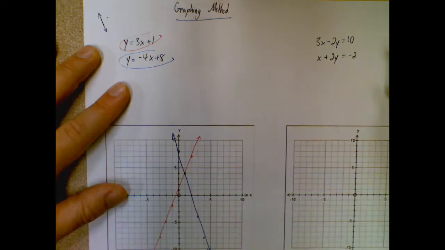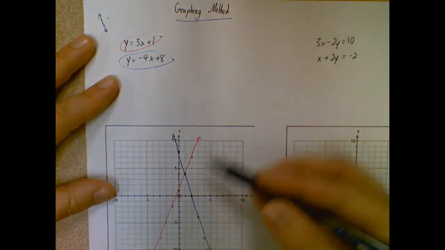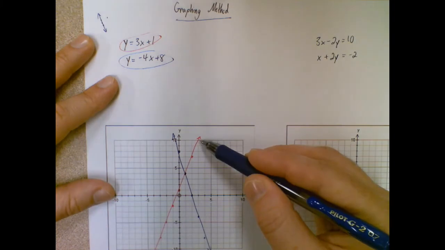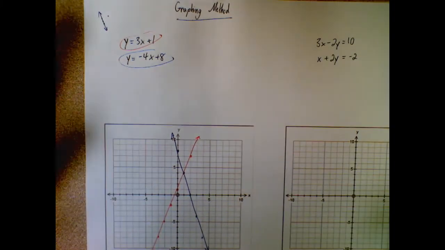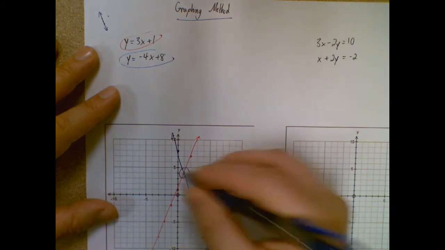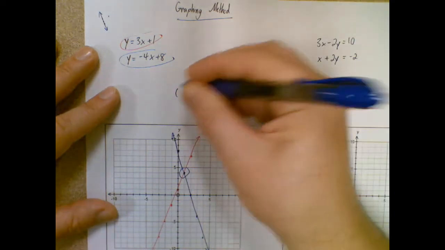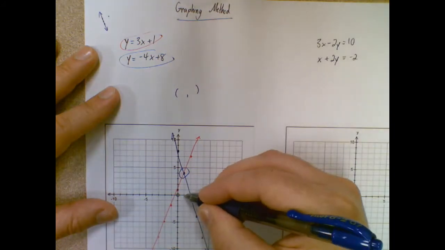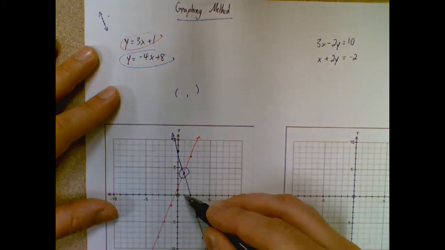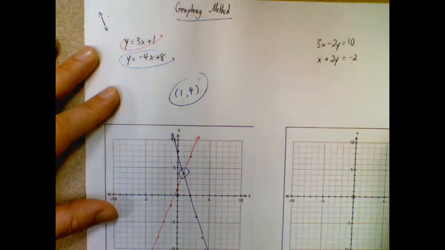If all of these blue points are solutions and all of these red points are solutions to the red one, I'm looking for a point that solves both of them. That would be right here where they intersect. That intersection point is my answer. Remember, I need both coordinates for it to be a solution. The coordinates of that point are (1, 4). So that is the solution to this system.